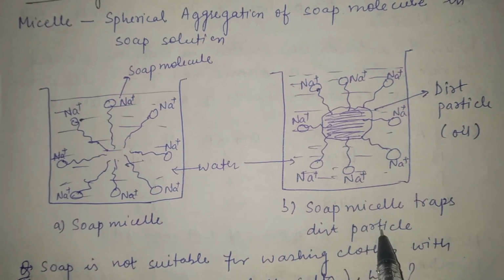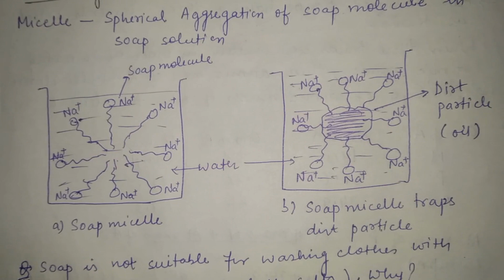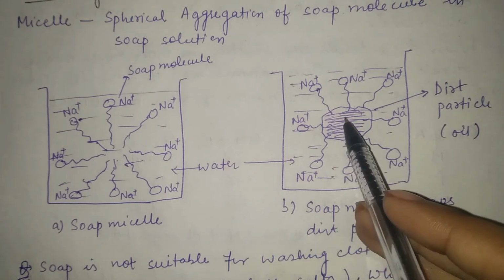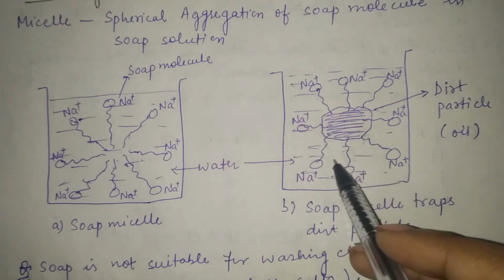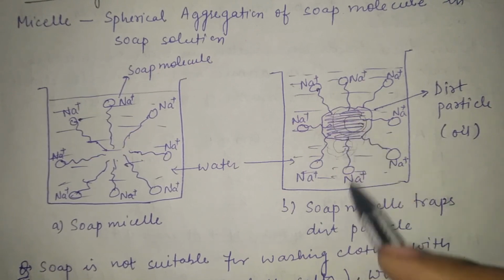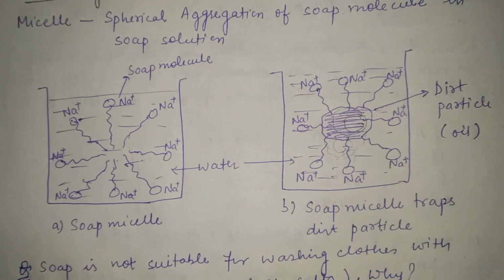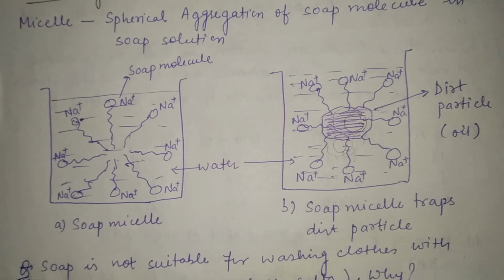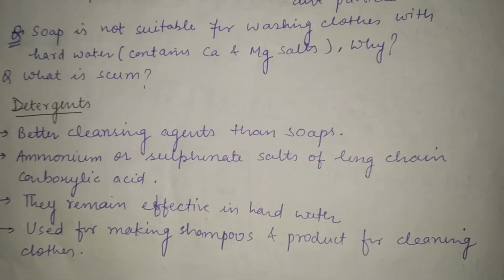When a dirty cloth is put in water containing dissolved soap, the hydrocarbon end of the soap molecule in the micelle attaches to the oil or grease that is present on the surface of the dirty cloth. Then this oil and grease present on the surface get entrapped by the soap micelles using their hydrocarbon ends, and get dispersed in water, due to which the water becomes dirty. So water becomes dirty, but the cloth gets clean. That's how soap acts as a cleansing agent.